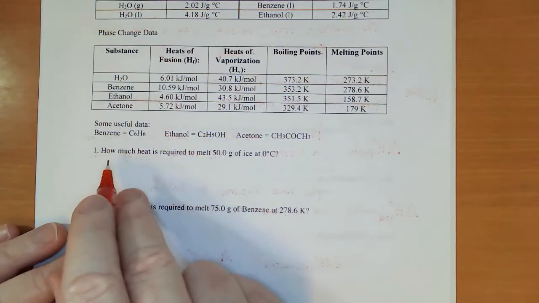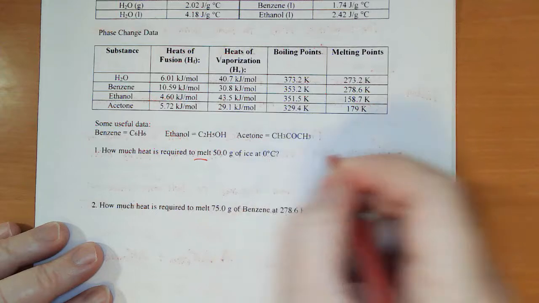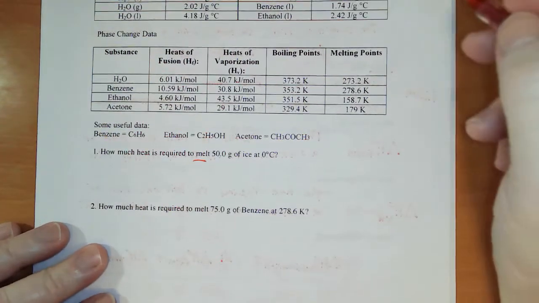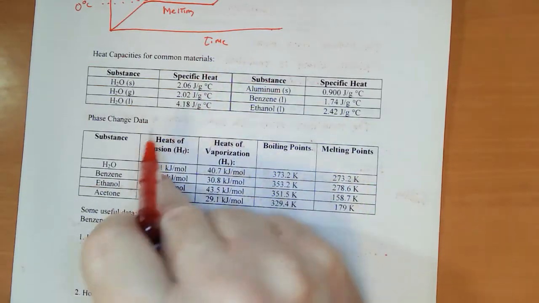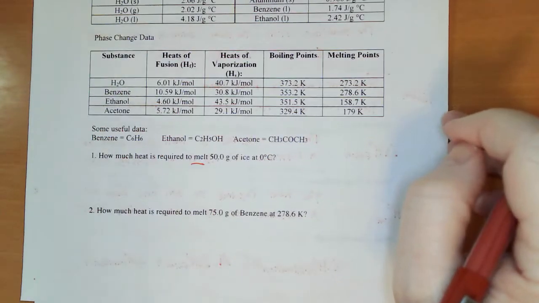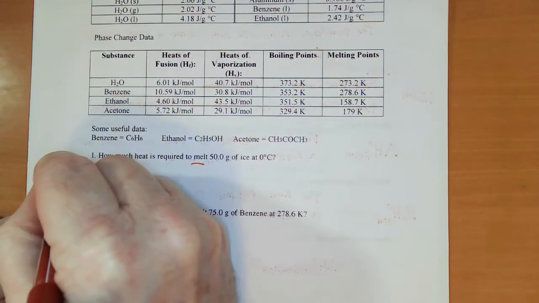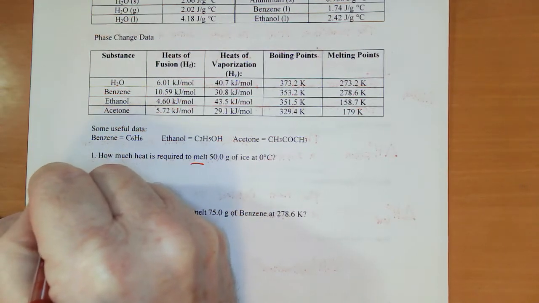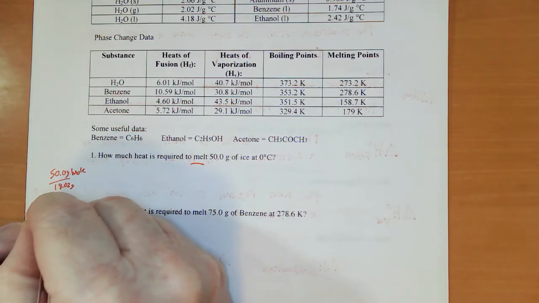Okay? How much heat is required to melt 50 grams of ice at 0 degrees Celsius? So I look up here and I'm like, okay, what is the heat of fusion for water? 6.01 kilojoules per mole. Okay, that's fine. I'll take my 50.0 grams, I'll divide by 18.02 grams per mole, and this equals 2.77 moles of water.